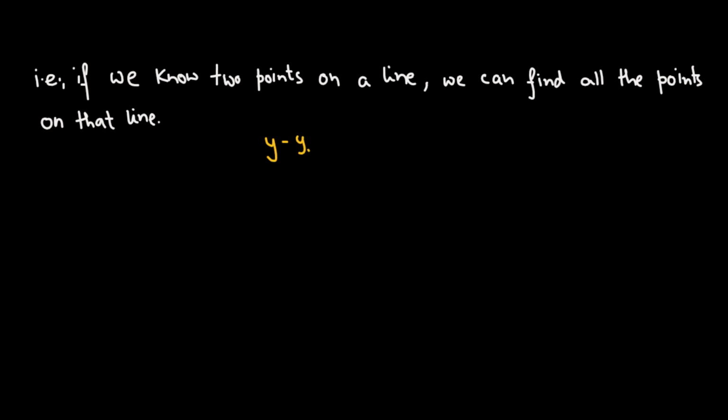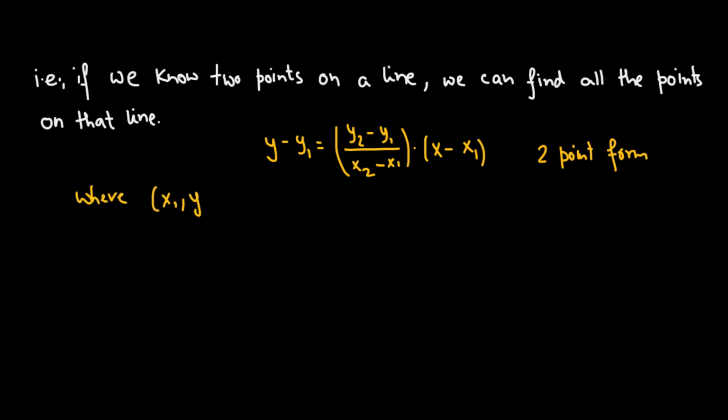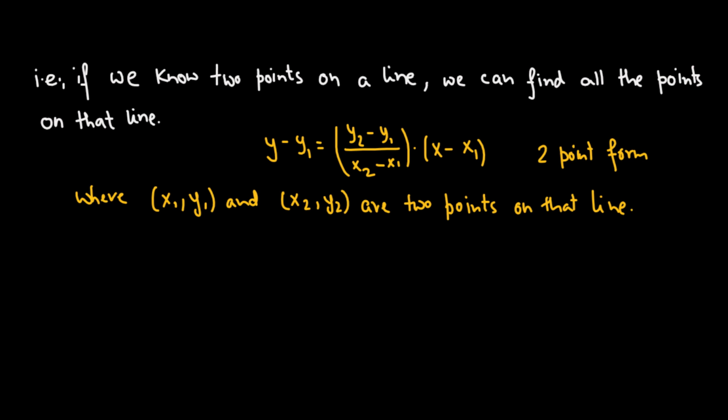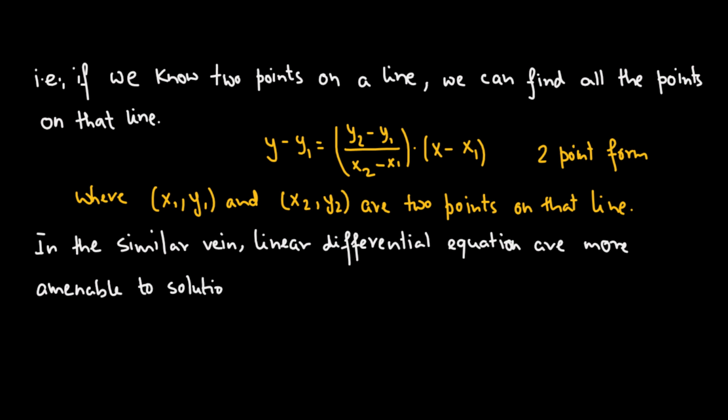y minus y1 equals (y2 minus y1) divided by (x2 minus x1), multiplied by (x minus x1). This is the 2-point form, where (x1, y1) and (x2, y2) are 2 points on that line. In a similar vein, linear differential equations are more amenable to solution as compared to nonlinear ones.